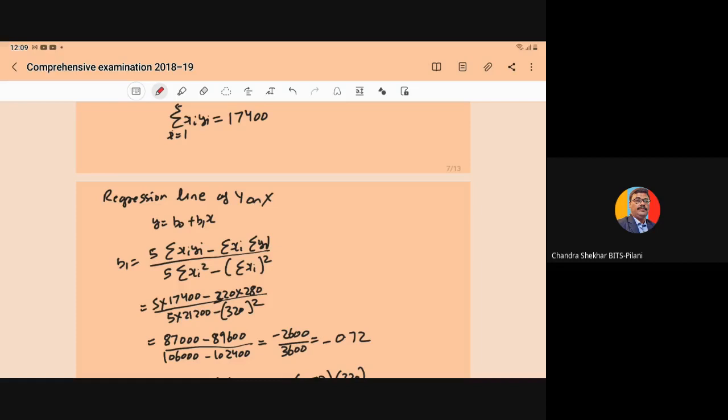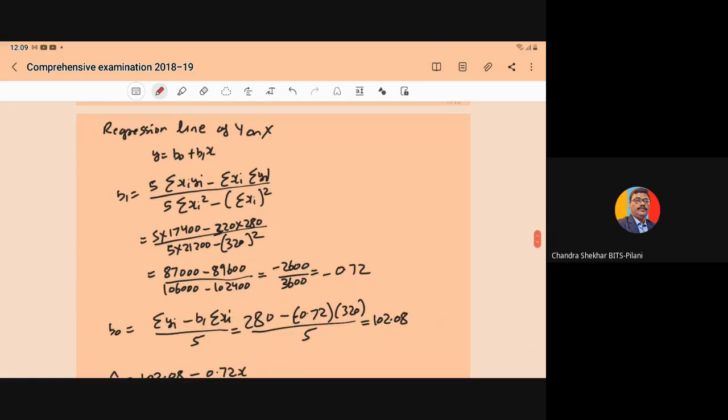So on solving, it will give you minus 0.72. After having the value of b1, we can compute b naught as summation of yi minus b1 into summation of xi, upon n. From the given information, it will give you 280 minus 0.72 into 320 upon 5, or 102.08. So either you can compute b1 and b naught like this, or you can make the normal equation and, by solving the normal equation, you can get the same thing.